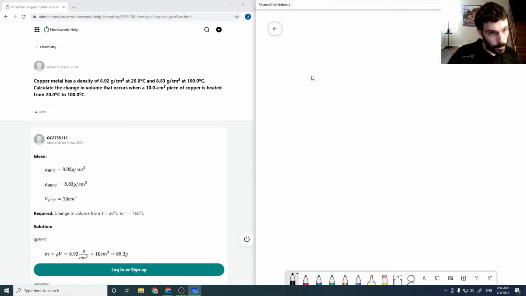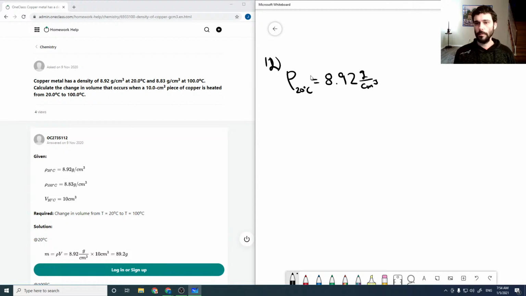And what do we have here? This one should be a quick one. So this would be my 12th question, and that's an 11. Okay, so copper metal has a density at 20 degrees Celsius of 8.92 grams per centimeters cubed, and at 100 degrees Celsius of 8.83.